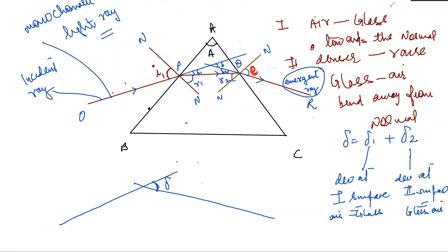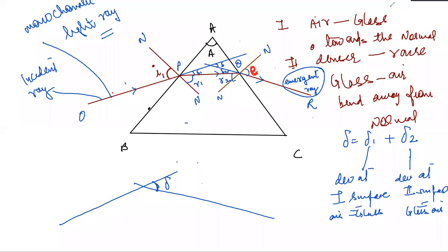If light is bending towards the base at both the surfaces, don't think it bends like this only. It is because although it suffers refraction from rarer to denser and denser to rarer medium, incidentally it comes out that it finally keeps on bending towards the base of the prism. Although at the first surface it is bending towards the normal, at the second surface it is going away from the normal. All right, this happens in refraction.